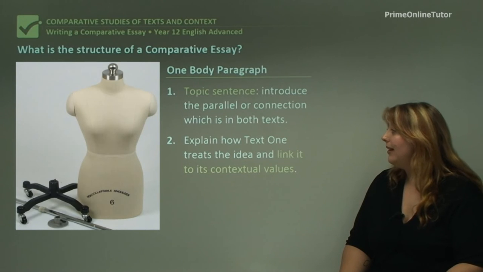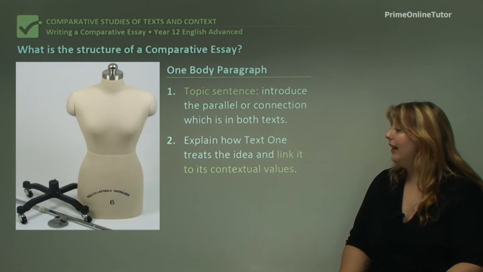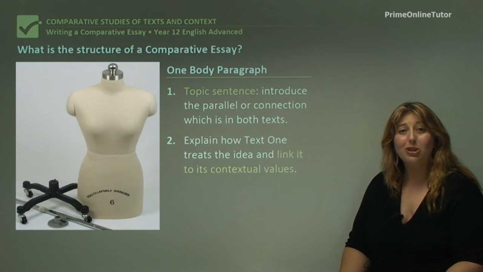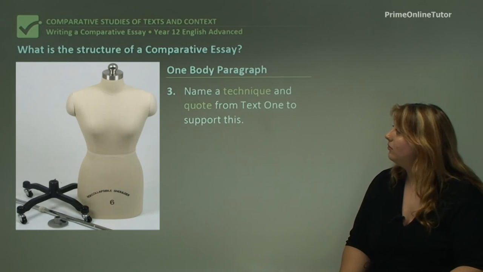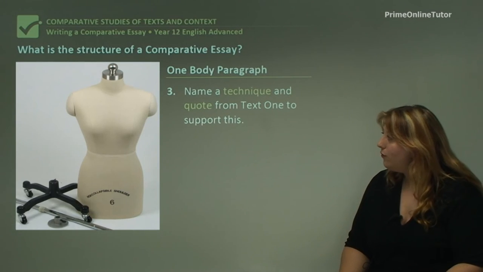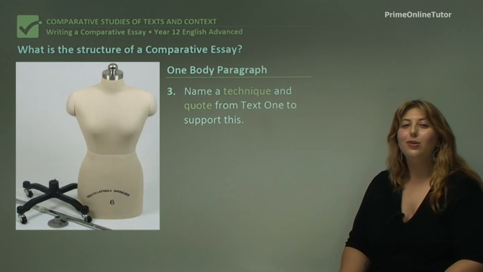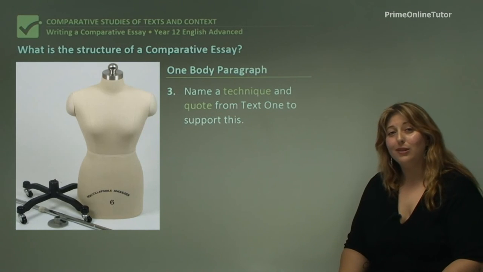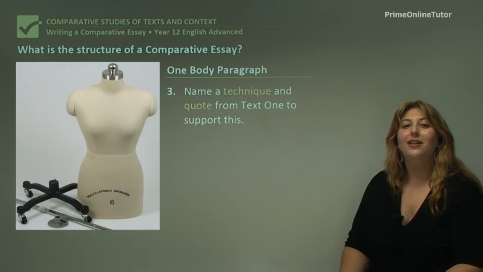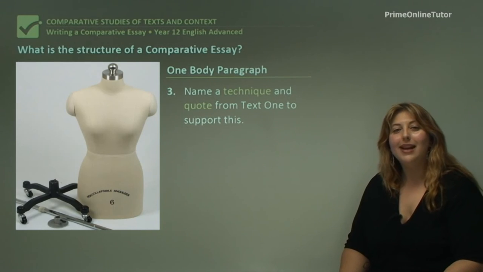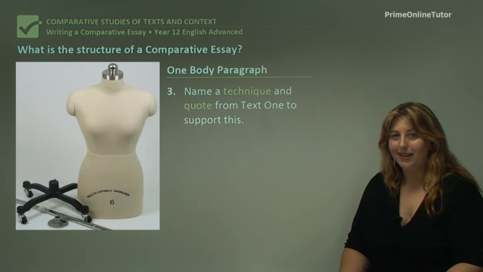Then you're going to explain how text 1 treats the idea and link it to its contextual values, so pretty much like we did in the table. Then you name a technique and quote from text 1 to support it. So notice the order here. We talk about the context first and the value, and then we find an example in the text. We're not going to talk about the text and then try and use the context to justify it.